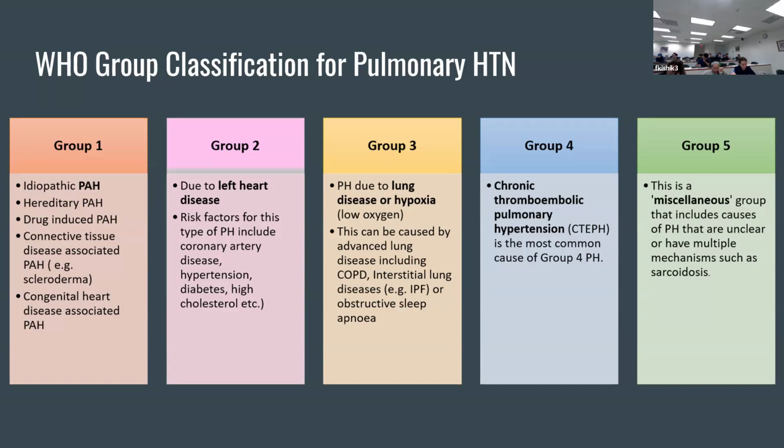Group 5 is everything that they didn't know what to do with. So this is miscellaneous. Think like complicated autoimmune, sarcoidosis. Okay.